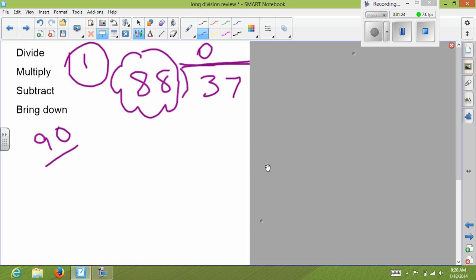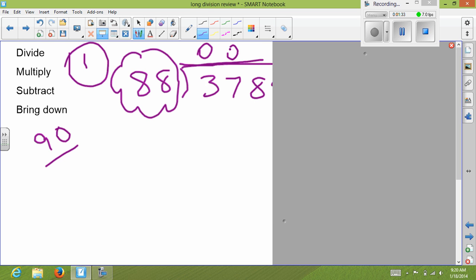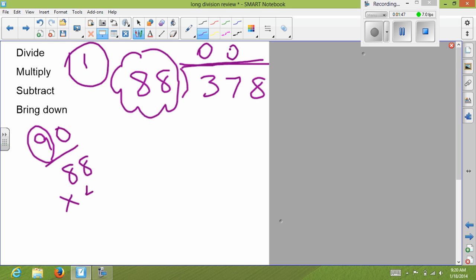And then I'm going to ask myself, how many groups of 88 are there in 37? Well, once again, there are 0 groups of 88 in 37. And so now here I'm looking at how many groups of 88 are in 378, or how many nines are in 37. So that's about 4. So what I'm going to do is I'm going to do my math over here. So I'm going to say 88 times 4.